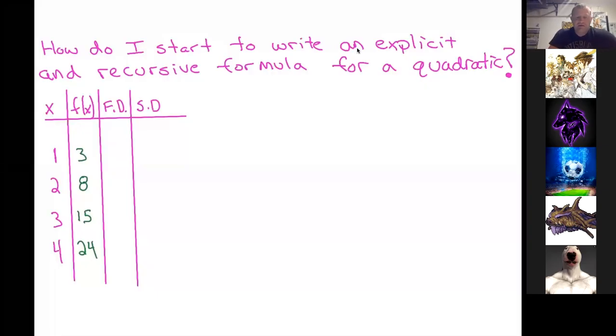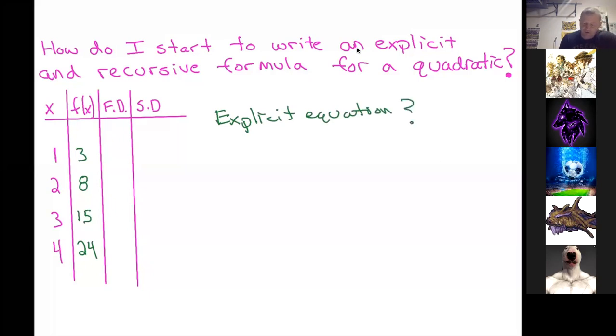Okay, so you're given this table and you have to write your explicit and recursive equation. Before we do this, you might want to think about what an explicit equation even is or what it does.